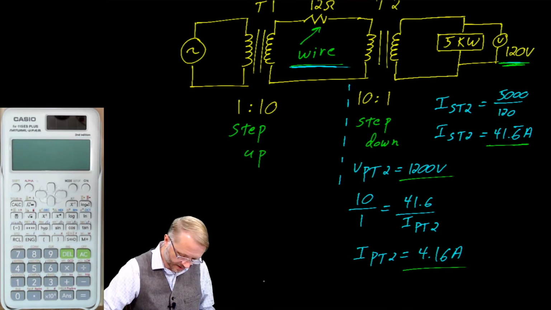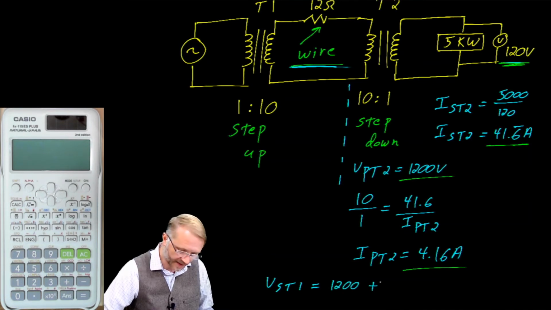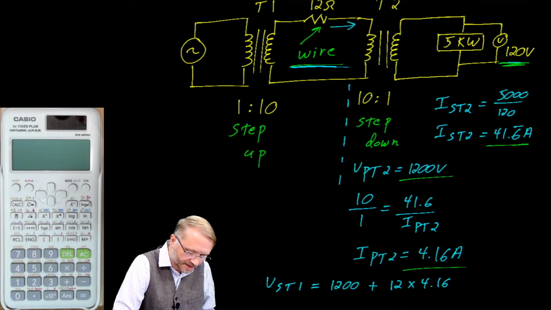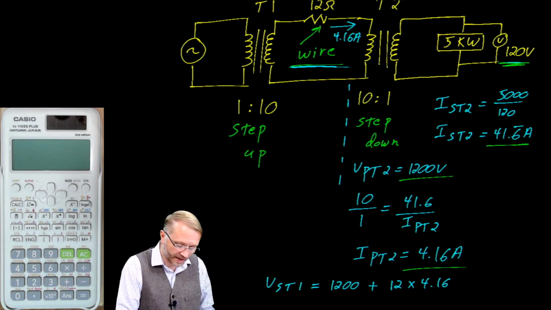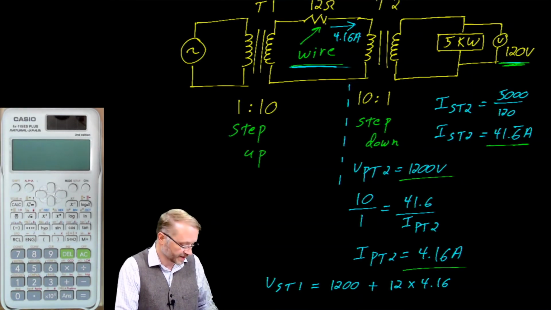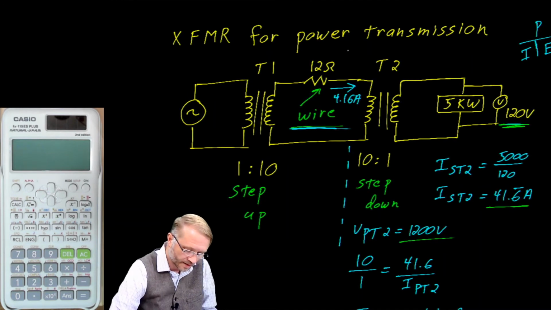So we can talk about the voltage on the secondary of T1 is equal to 1200 plus 12 times 4.16 amps. Now keep in mind that there's a current here of 4.16 amps. And because we have this resistance, we can calculate the voltage drop on that. That's just an application of Ohm's law.